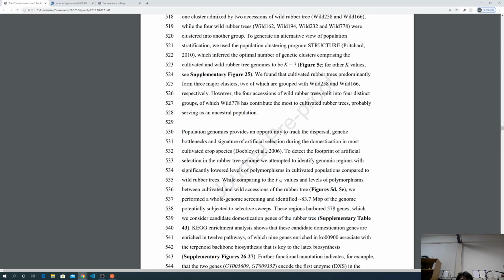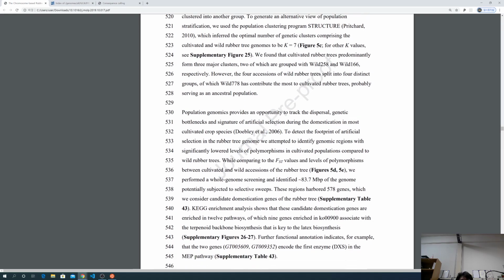So what is the candidate? Candidate for what? The domestication. So these genes have been selected by human activity. So what is the classification of KEGG? These genes are enriched in KO 900, that is associated with terpenoid backbone biosynthesis. That is the key to the latex biosynthesis.